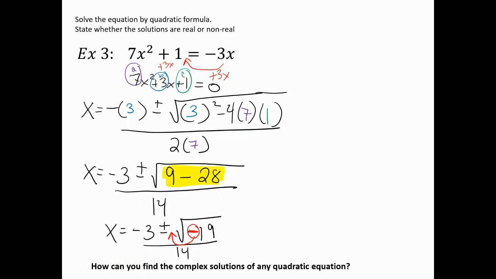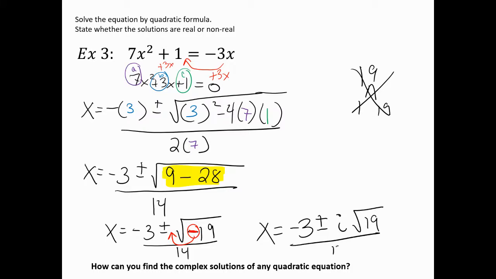If you try to do the factor tree on 19, 19 is prime, only 1 and 19 go into it, so you cannot simplify that. So that's just going to be x equals negative 3 plus or minus i, don't forget to pluck out your i, square roots of 19, over 14. And you're going to leave your answer just like that.